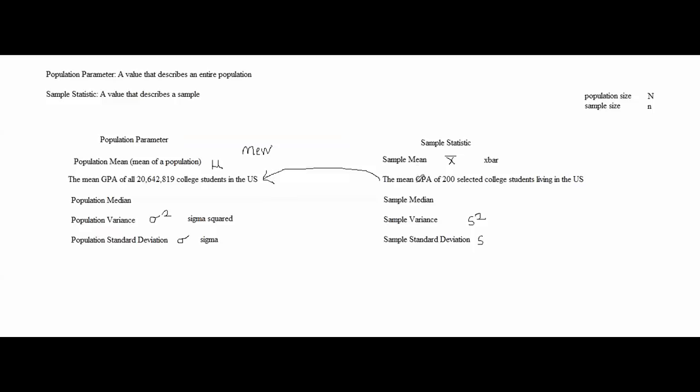So the sample statistic estimates the population parameter, and that's just because, like we said, the purpose of collecting data from a sample is to learn about the entire population. And the sample statistic won't be exactly equal to the population parameter, but hopefully it'll be close enough to at least give us a rough idea of what it equals.